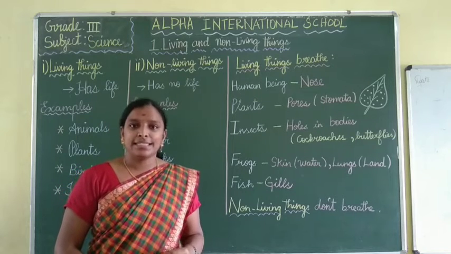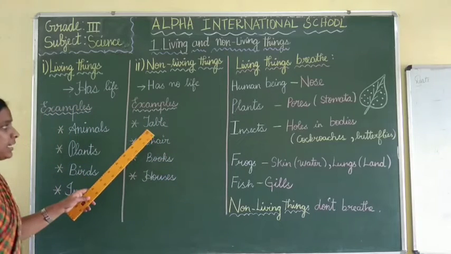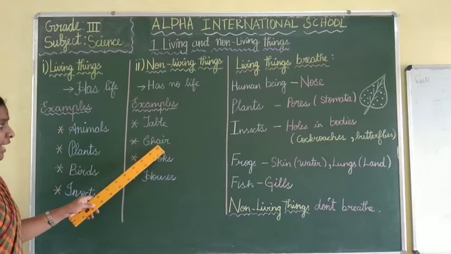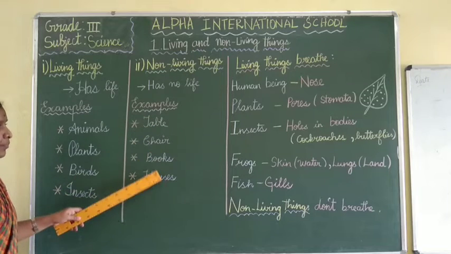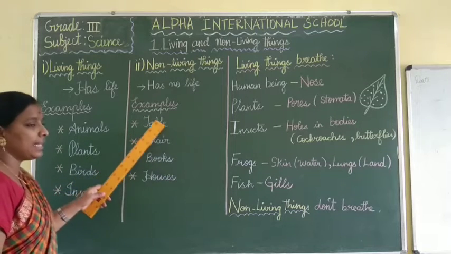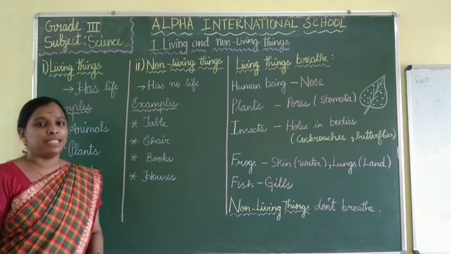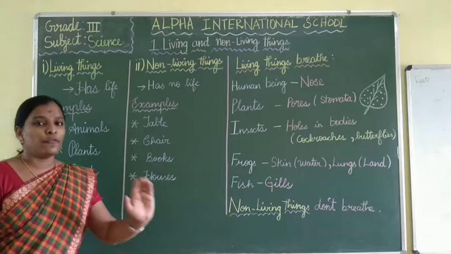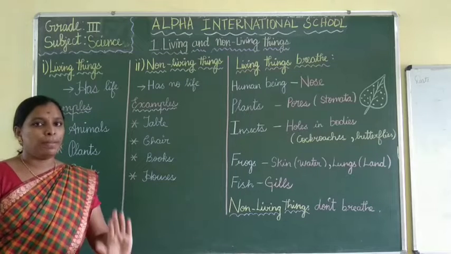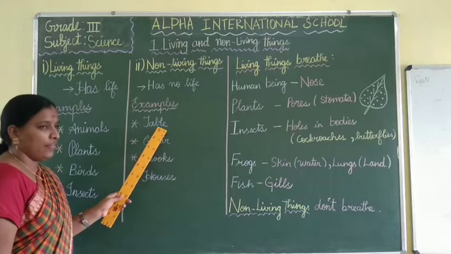Now we can see examples of non-living things. Table, chair, books, houses. Now see, does a table have a life? No, it has no life. It is just present in one place. Until and unless you move it from one place to another, it will stay in the same place. So that is a non-living thing.